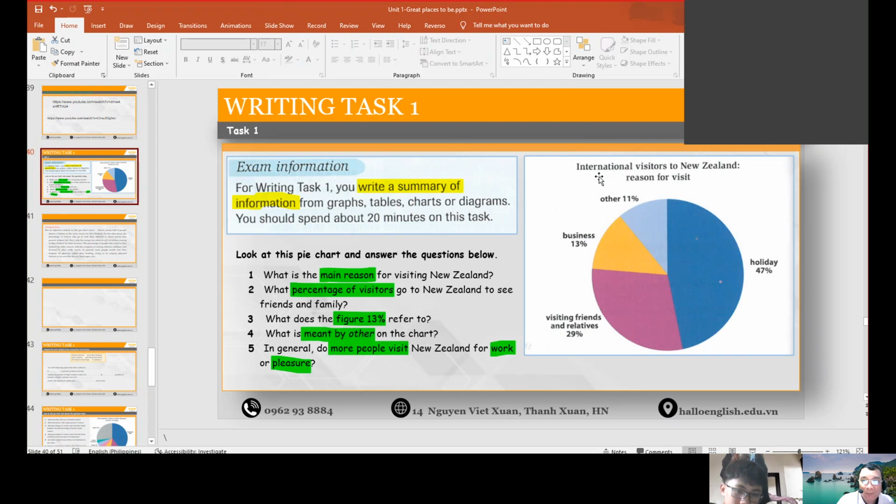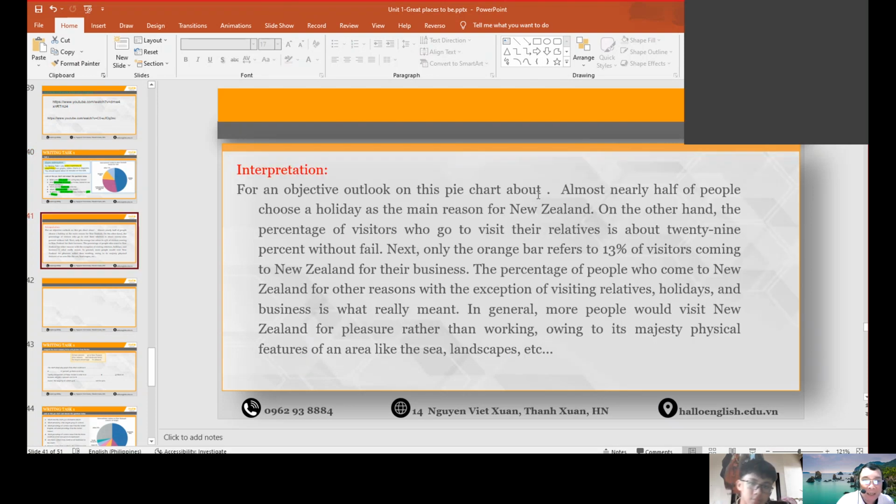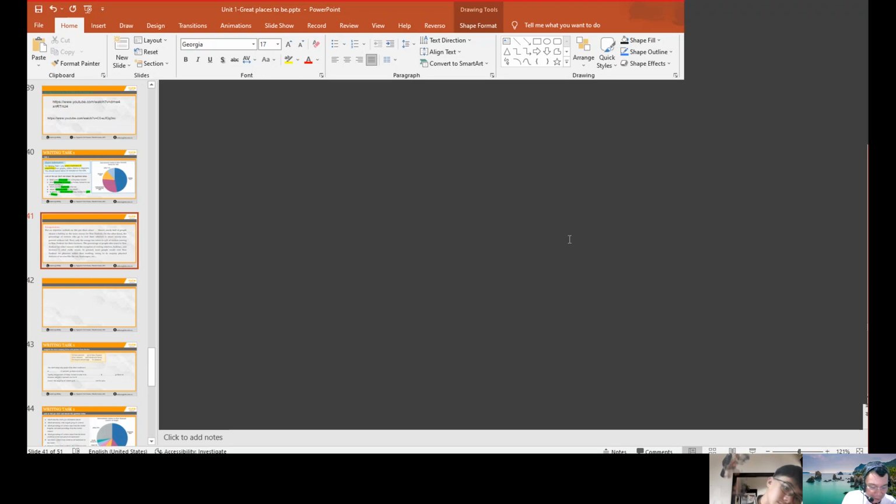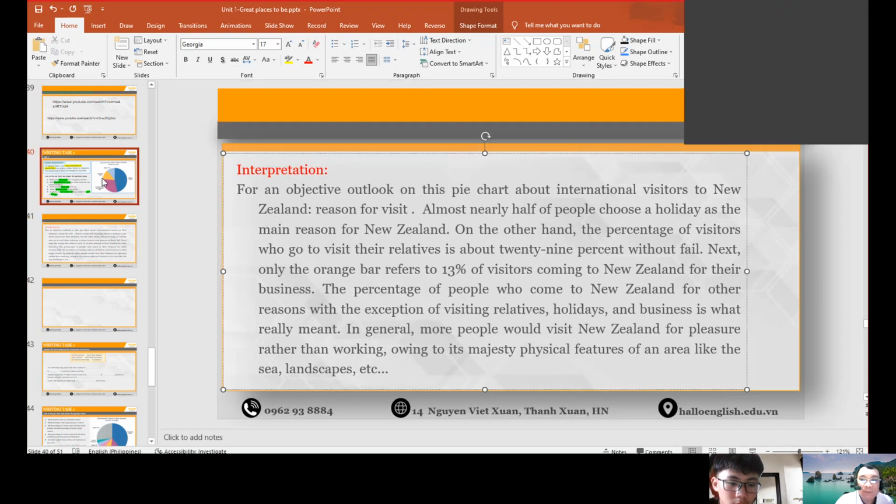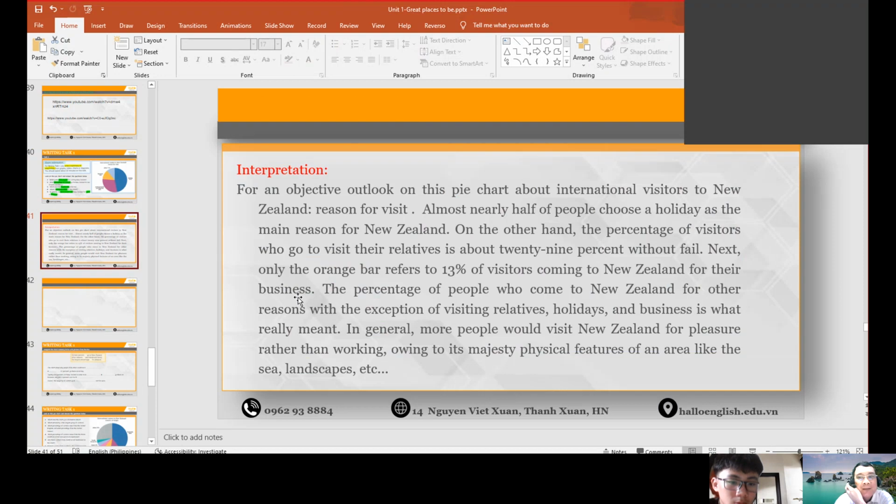Okay, just for a while. International visitors to New Zealand, colon, reason for visit. Okay, so that makes complete data. Wow.